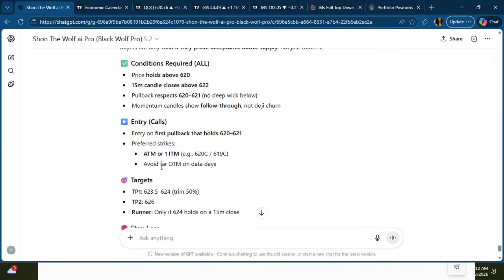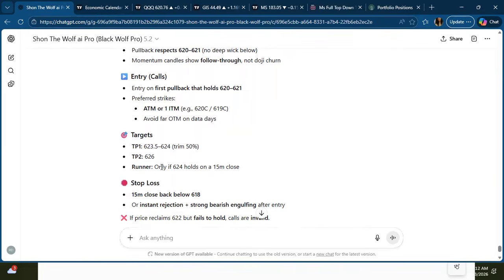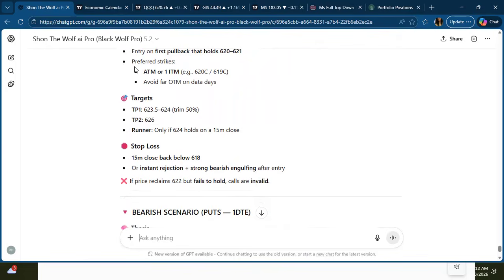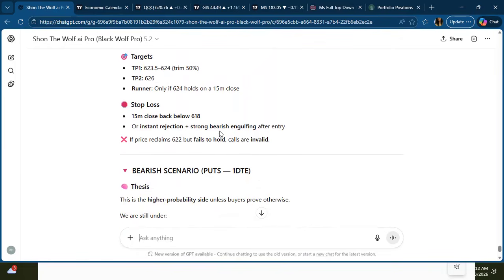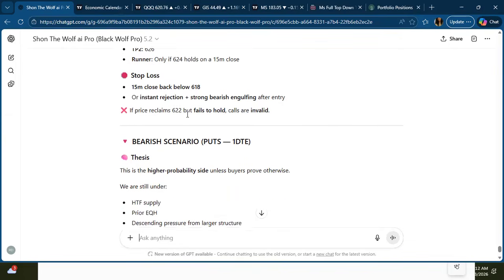Then it says enter your calls and it gives a suggestion of what to do, because remember I told it that I would be trading 1 day expirations. Doesn't mean I have to trade 1 day. I can go further out if I want to, but this is just it. And then your take profit targets are here and here, and only a runner if a 15-minute candle closes. Stop loss is at 618, which aligns to what we're seeing on the charts.